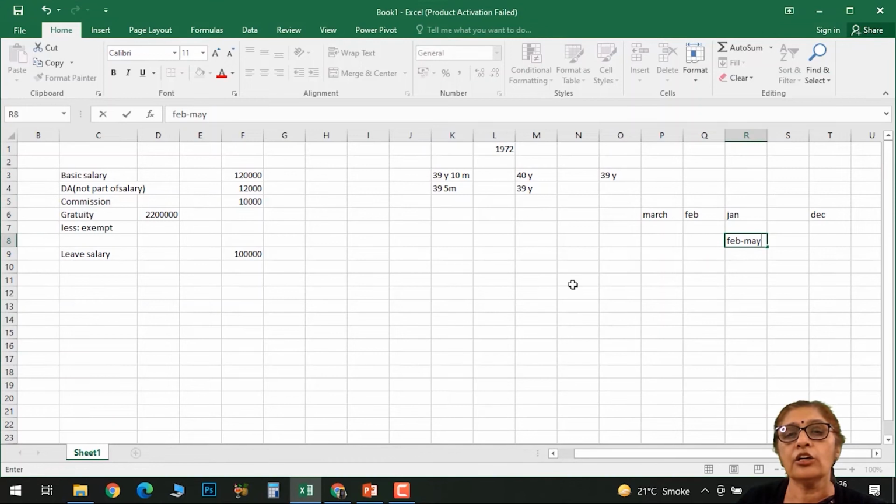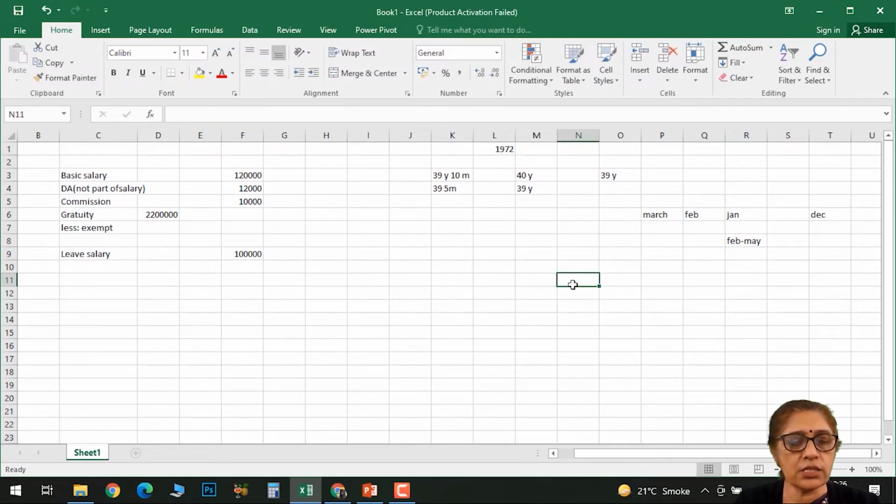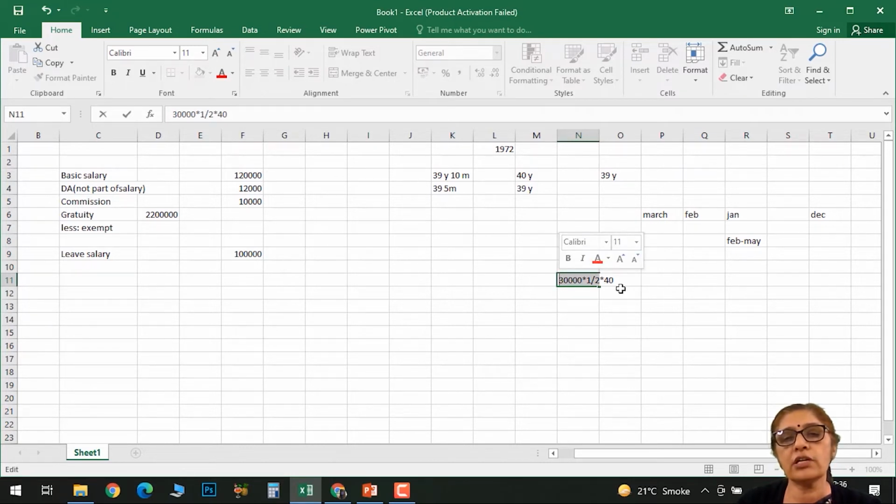So let us say your salary for 1 month is, say, 30,000. We multiply this by half. This is for 1 year of service. You have worked for 40 years. So your figure comes out to half month's salary. What is this 30,000? This 30,000 is the average for 10 months preceding the month of retirement. So for 1 year you have 30,000 into half. For 40 years you have 30,000 into half into 40.